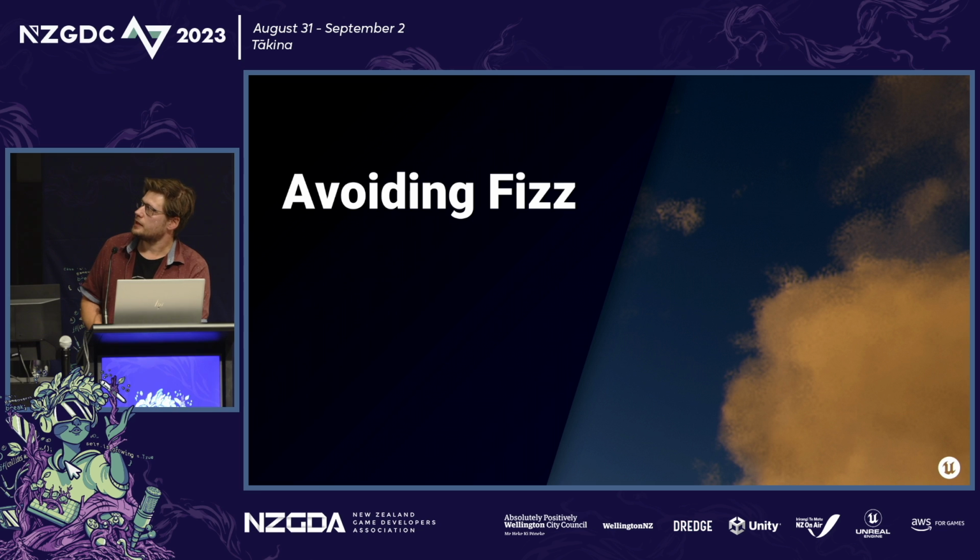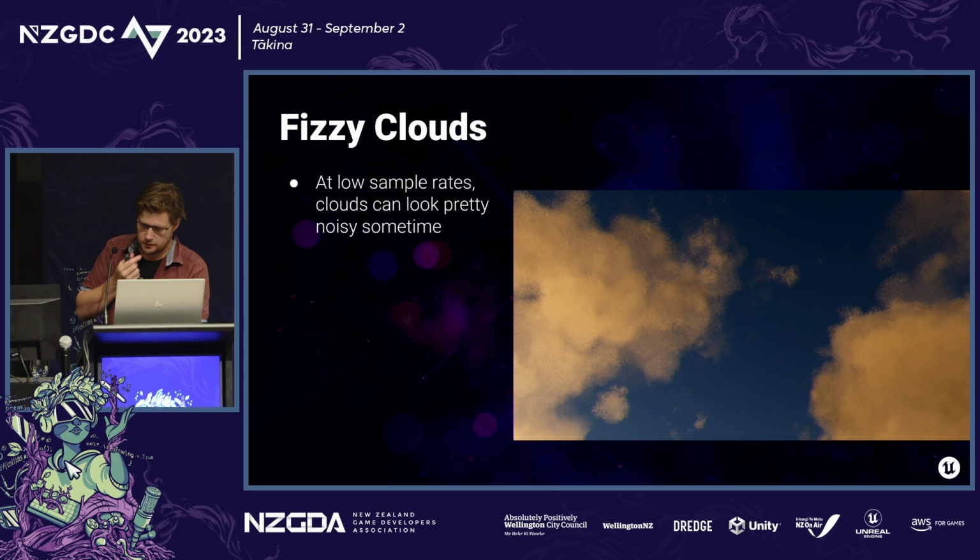A few little tips when we're working with the cloud system, which is that when we are using a lot of low sample counts, so if we're trying to make this faster, one thing you can do is actually lower the amount of samples you're doing so that your ray marching steps are taking larger distances.